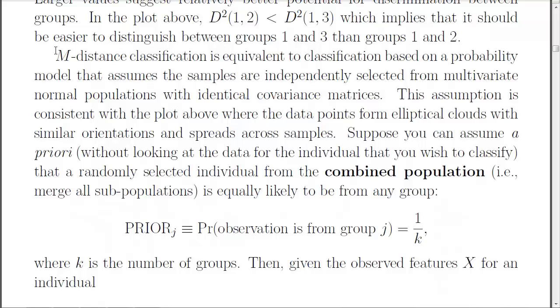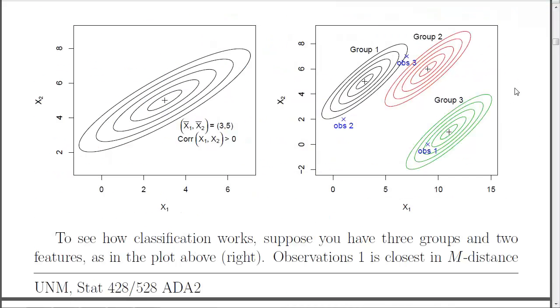All right. So the Mahalanobis distance classification is equivalent to classification based on a probability model that assumes the samples are independently selected from multivariate normal populations with identical covariance matrices. So this assumption of equal covariance matrices we will relax by the end of the chapter. But let's start with this assumption in place. This assumption is consistent with the plot above, where these elliptical clouds are identical for all three groups.